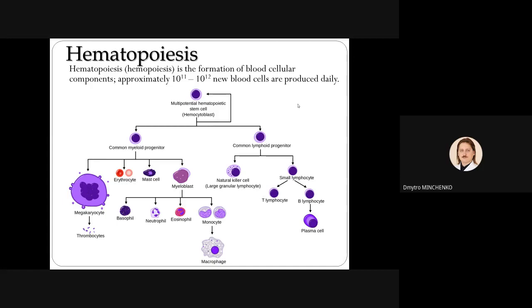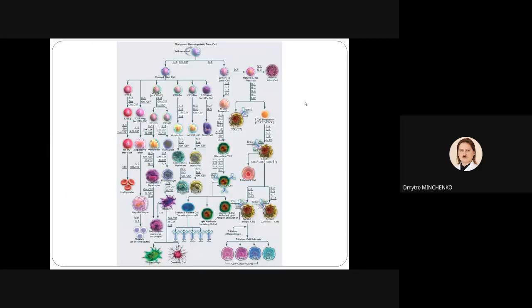The common lymphoid progenitor produces NK or natural killer cells, and small lymphocytes, which mature to T lymphocytes or B lymphocytes. B lymphocytes undergo further maturation to become antibody-producing plasma cells. This is the brief overview of hematopoiesis. Here on this slide, you can see a more detailed process.